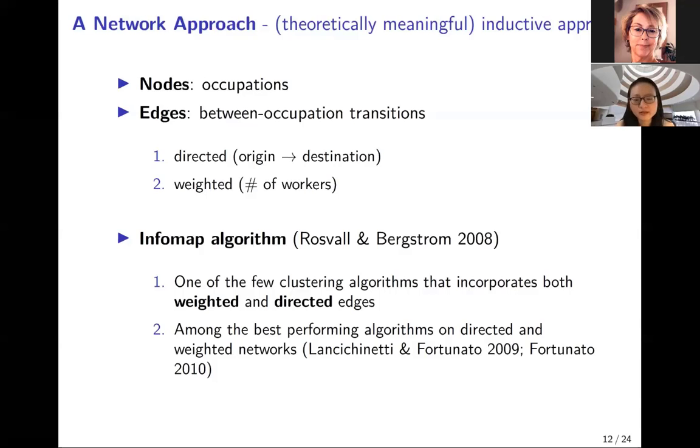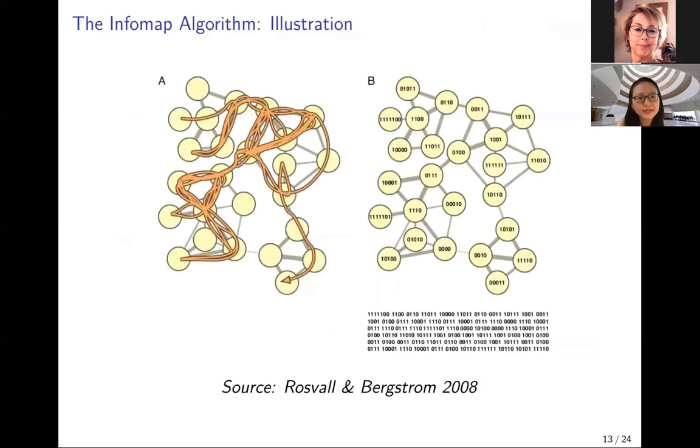We included a lot of details in the paper regarding how we exactly implemented this. But metaphorically, the InfoMap algorithm looks for clusters in the network by looking at what we call random walks. It clusters the network of occupations into modules, or clusters, within which a random walker will spend more time and across which a random walker will spend less time.